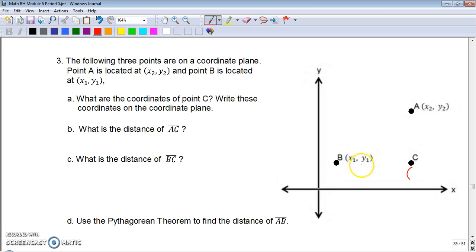So C is at the same height as B. So that would mean that C has y sub 1 as its y component because it's the same height. C also has the same horizontal position as A, which means that this would be x sub 2. So it's to the right x sub 2 units, just like A is. Let's draw in the triangle. So it seems like this lesson is building on the lessons from Pythagorean theorem.